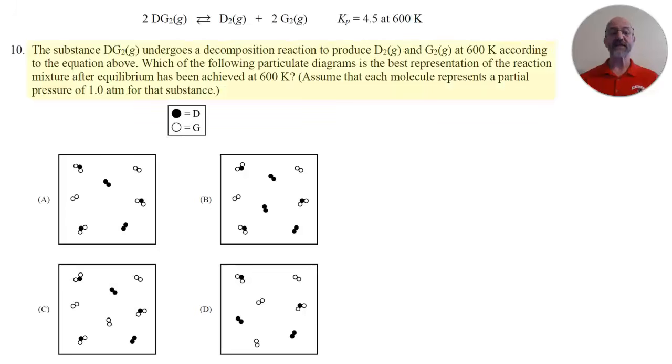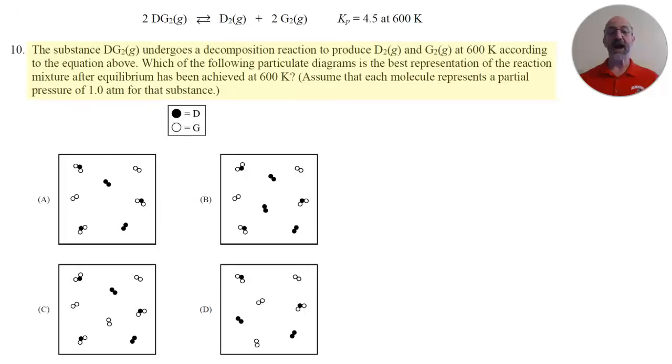It says the substance DG2 undergoes a decomposition reaction to produce substances D2 and G2 at 600 Kelvin according to the equation above. Which of the following particulate diagrams is the best representation of the reaction mixture after equilibrium has been achieved at 600 Kelvin? And then it makes a note that we can assume that each molecule in the diagram represents a partial pressure of 1 atmosphere for that substance.